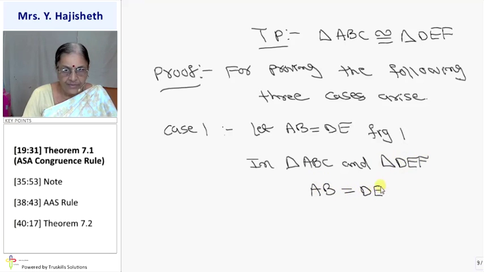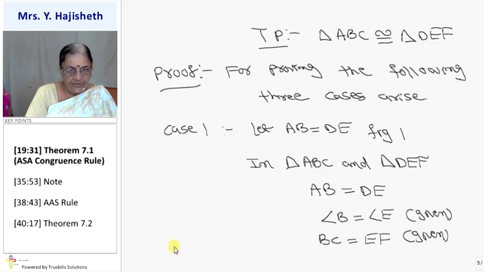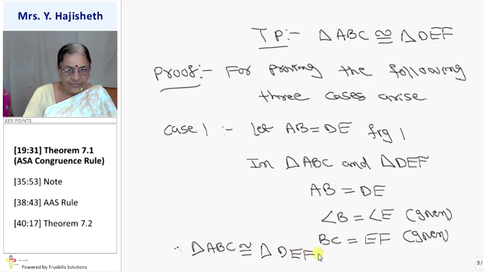Okay, in this we have taken case, then angle B is equal to angle E, given. Okay, given. And not only that, you are given BC is equal to EF. That is also given. Okay. Therefore, triangle ABC is congruent to triangle DEF by SAS rule. Proof done. Okay.